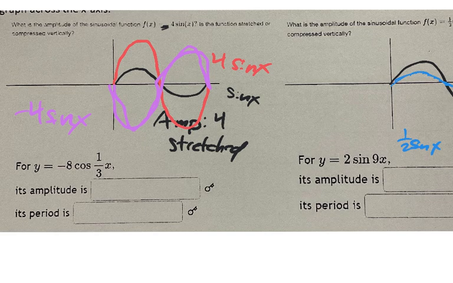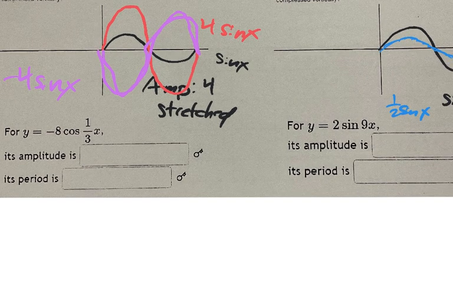If I looked at y equals -8 times the cosine of 1/3 x. So now I'm combining these transformations, right? I have some of both. These are the last ones we'll do. What's the amplitude of this? 8. Everybody's good with that?